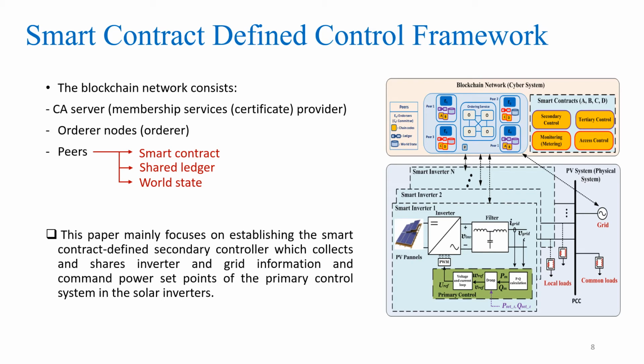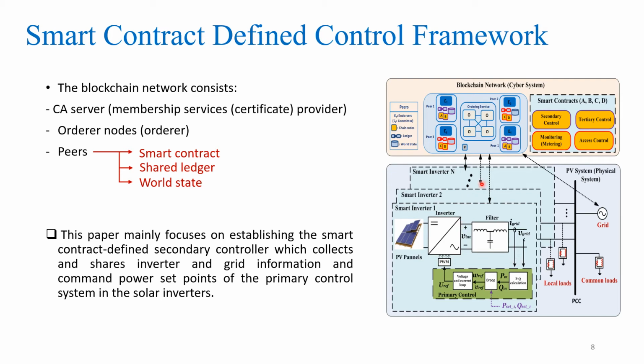So in this paper, we are presenting multiple inverters that are connected to a common grid system, as well as supplying power to local loads or the common loads. These overall systems are connected to a blockchain network where we have these peers connected as well as the ordering system. On top of this, we have the smart contracts where we mainly can develop our secondary or tertiary control, or access control, even for the monitoring system.